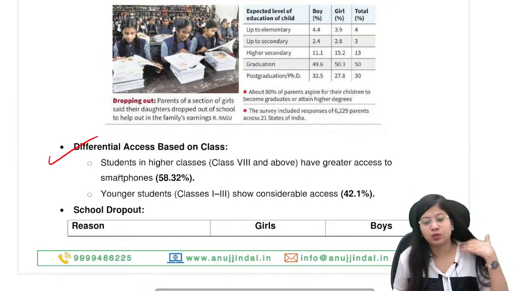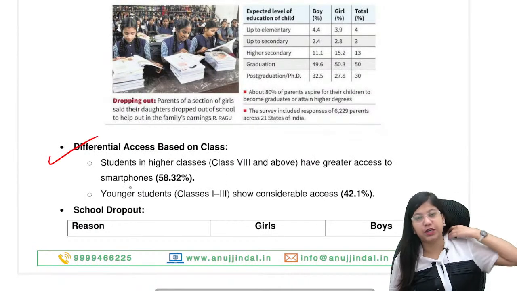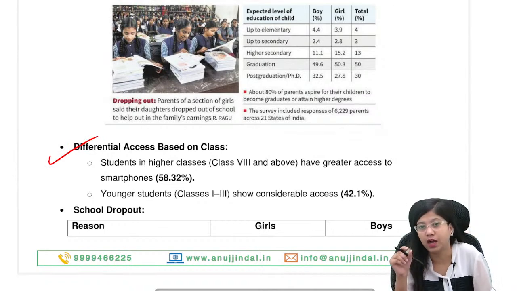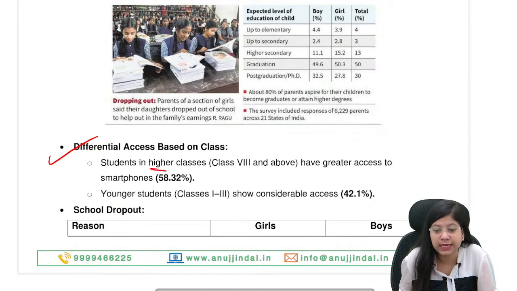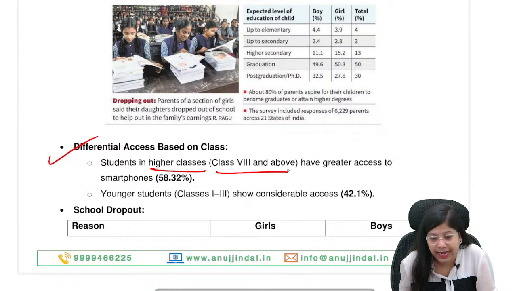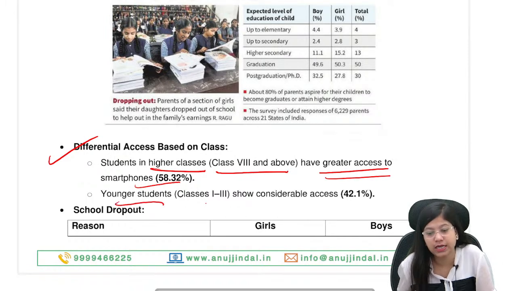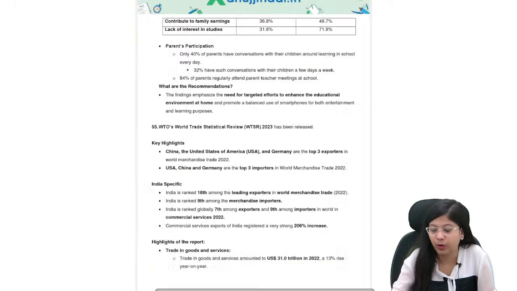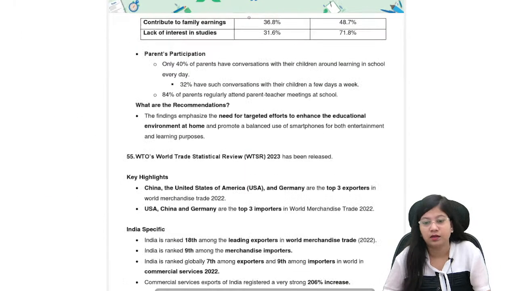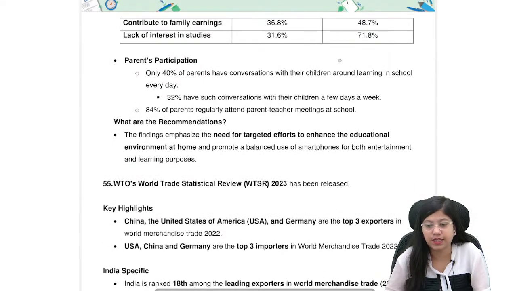Okay, so what this particular report, State of Elementary Education in Rural India, found. So it found that students in the higher classes, classes 8th and above, have greater access to smartphone. Younger students, class 1st to 7th, 1st to 3rd, show considerable access. Okay. Then school dropout ke reasons. This data is for girls, this data is for boys.